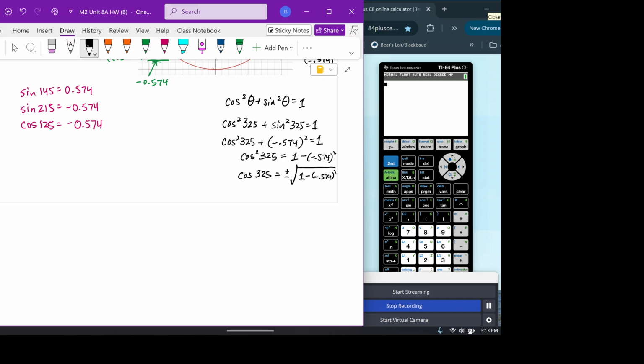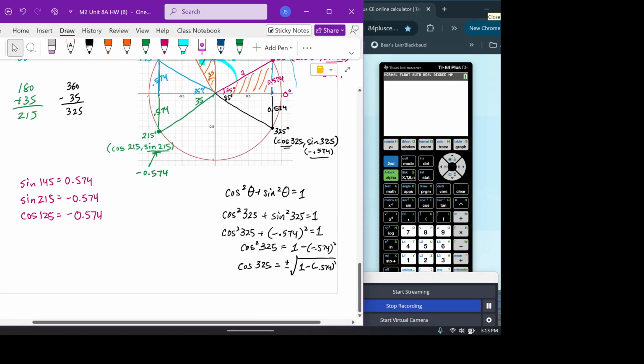And then there are two answers, but really there's only one. If I took the positive root, then I'm getting the positive x value. If I took the negative root, I'd actually end up getting a value that's over here, this length instead. So I'm going to throw away the negative one because I'm in quadrant 4 where the x's are positive. So cosine 325 is whatever that positive root is right there.